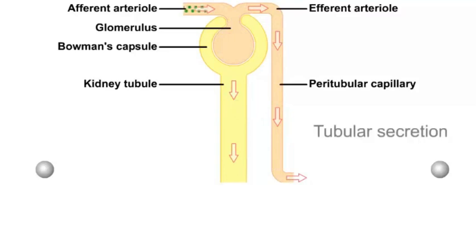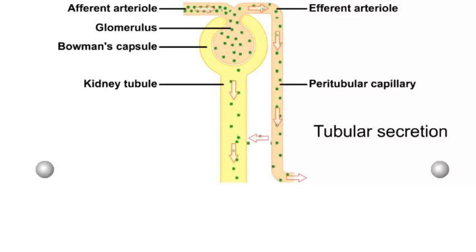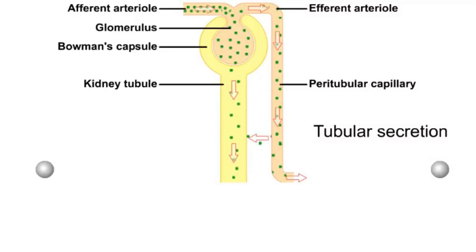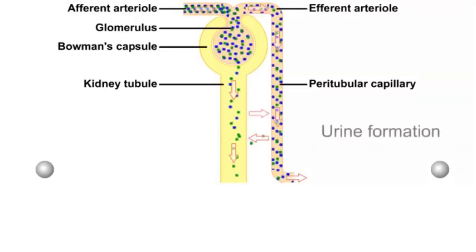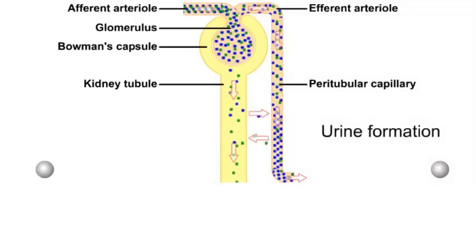The third process, tubular secretion, refers to the selective transfer of a few substances from the peritubular capillaries into the tubular lumen. Tubular secretions provide a mechanism for extracting an additional quantity of substance from the plasma and adding it to that which is already present in the tubule. Anything which is filtered or secreted and not reabsorbed remains in the tubule to be excreted as urine.